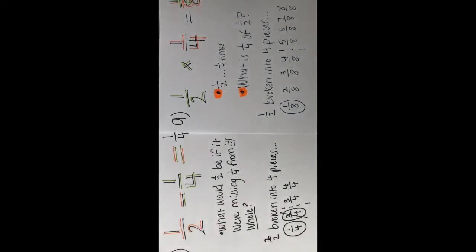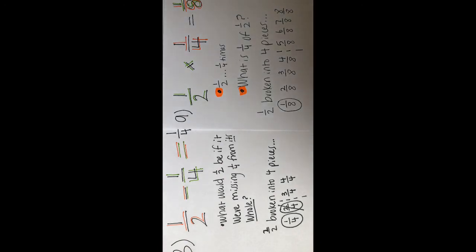The main difference between part A and part B is how we're breaking up the pieces. In part B, we're breaking up the whole into 4 pieces, whereas in part A, we're breaking up the half into 4 pieces, and then we're breaking up the whole into 8 pieces. So in part A, we're finding what 1/4 is out of my half, whereas in part B, we are finding what 1/4 is out of my whole.